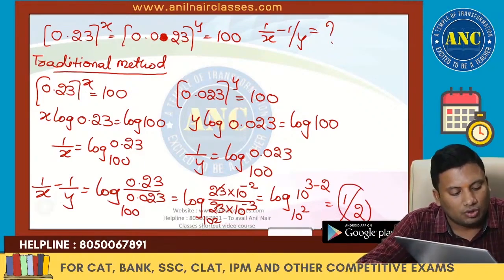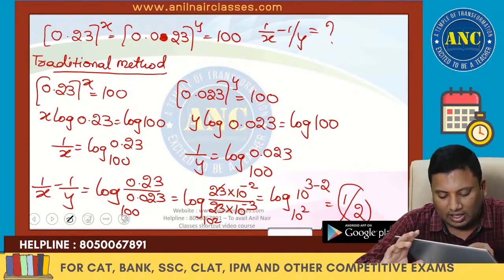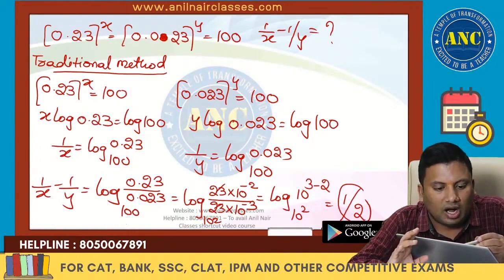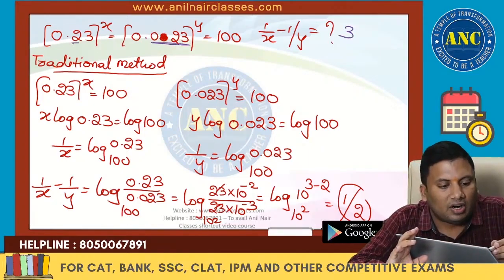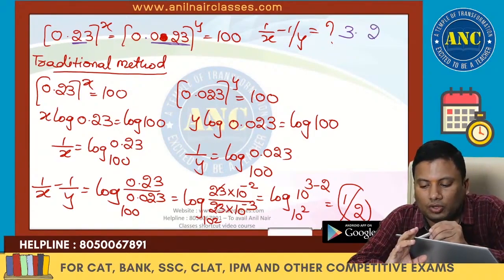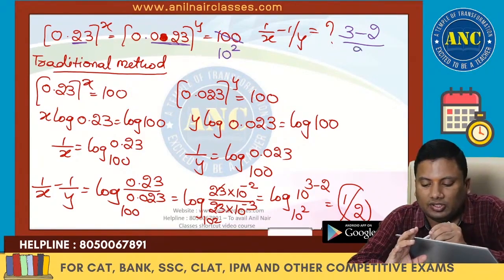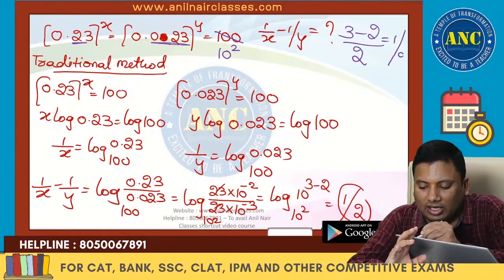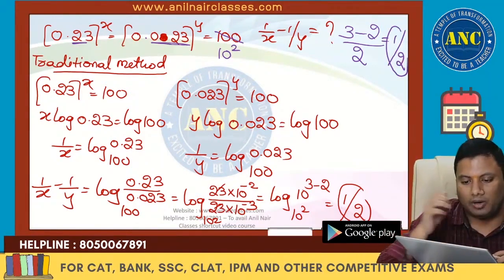You don't need to do all this. Just by looking at the question itself, you will get the answer. 10 power 3 minus 2. After the dot, how many decimals are there? 3. After the dot, how many decimals are there? 2. Divided by 100, which is what in powers of 10? 10 square. The answer is just 1 by 2.